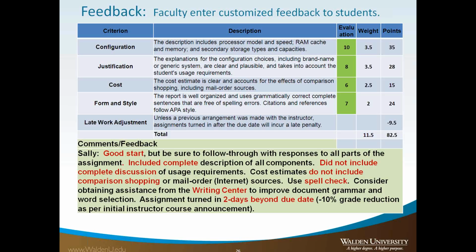Under form and style, she got a 7. It looks like she had 1 or 2 misspelled words. And I'm recommending she contact a writing center. If I ever give anybody a form and style grade of a 7 or less, especially a 6 or less, I always recommend they contact a writing center. And then finally, the assignment was turned in 2 days beyond the due date, so we took off some points for that, but we'll talk about that in a future slide.